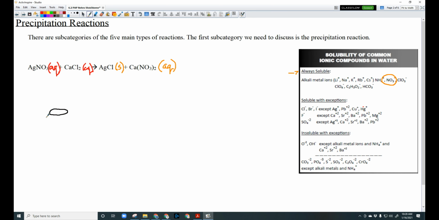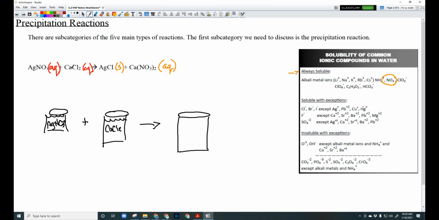So let me draw a little picture here. Okay, so I have my silver nitrate in a beaker. Okay, and I'm going to pour that together with calcium chloride. Okay, it's in a beaker, it's aqueous. And I'm going to pour it into one beaker together, right? I'm going to mix them together. That's what this plus sign is, mix them together.